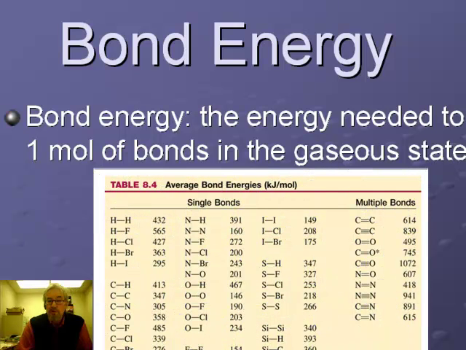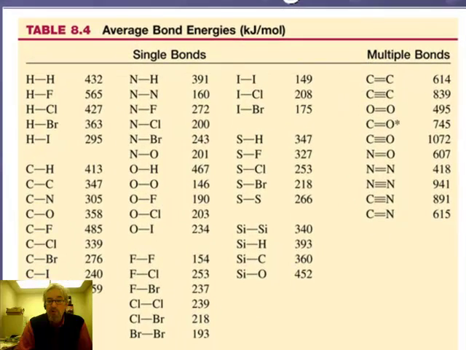Bond energy is the energy that's needed to break up 1 mole of a certain kind of bond when it's in the gaseous state. And this is usually given in kilojoules per mole. You have a reference table like this, I'm sure, in your textbook, and it's available widely on the internet as well. This would also be the same amount of energy that's released when 1 mole of a bond forms.